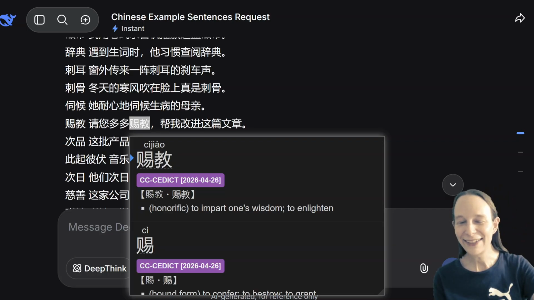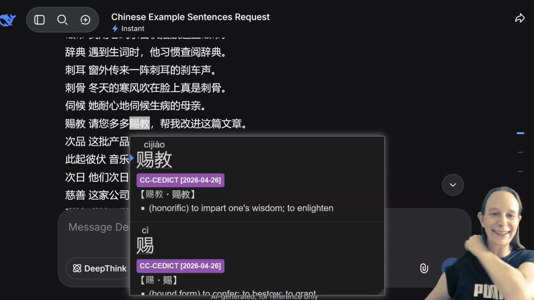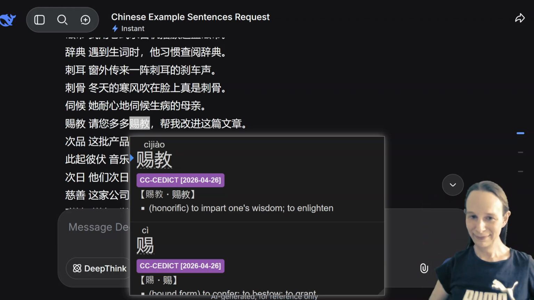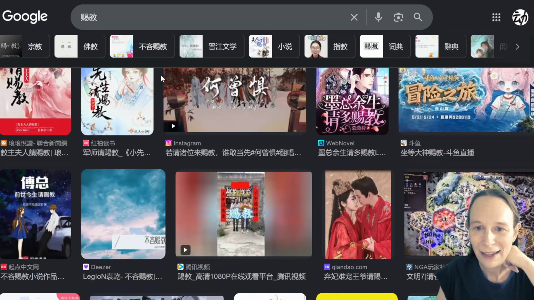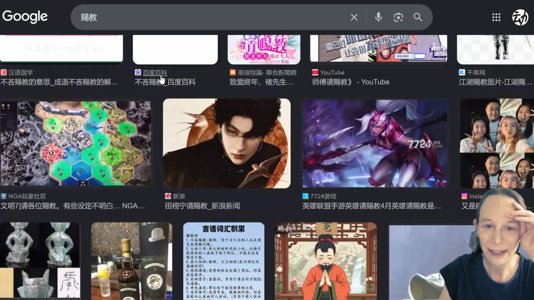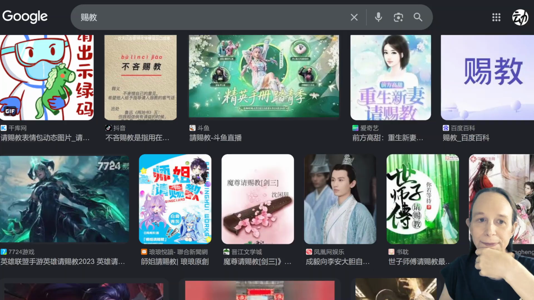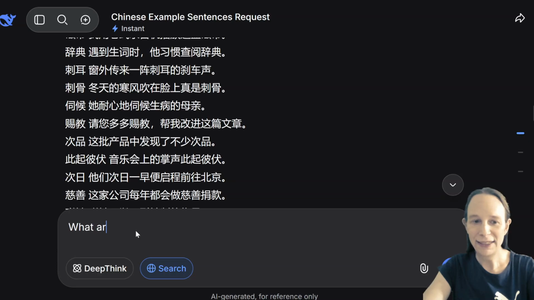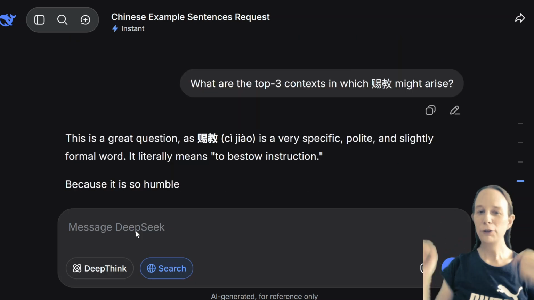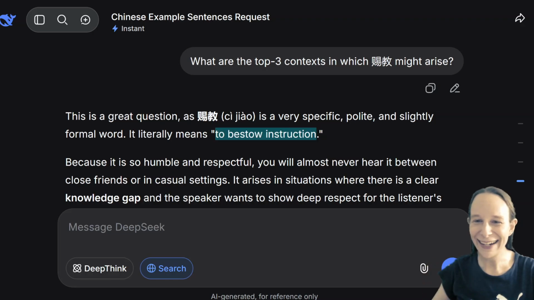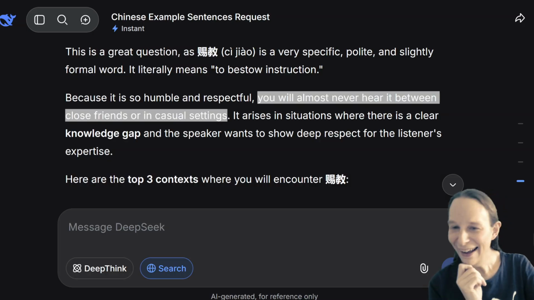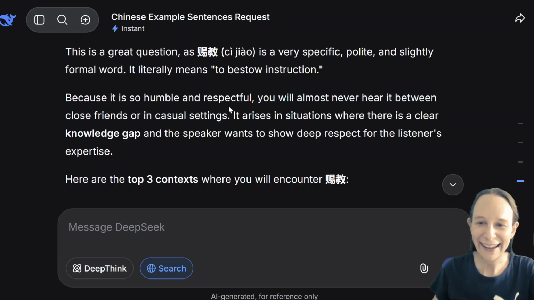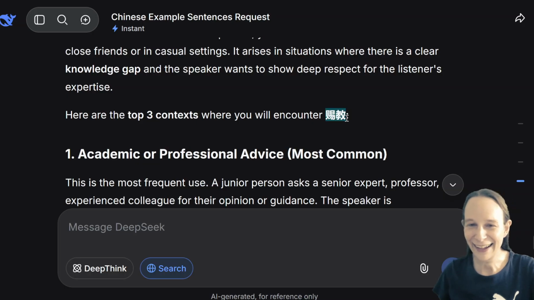Honorific, to impart one's wisdom, to enlighten. 赐教. Okay. This is like ludicrously honorific, right? I don't know. When might this come up? In fiction, maybe? What are the top 3 contexts in which 赐教 might arise? 赐教, to bestow knowledge upon me. It is to bestow instruction. It's so humble. I mean, it's the kind of thing I might use jokingly, because it's ridiculously formal, so I would use it as a joke.